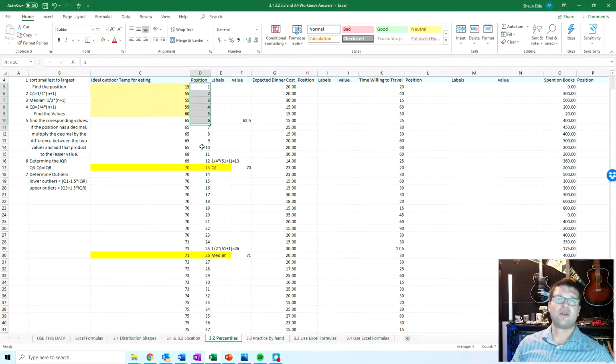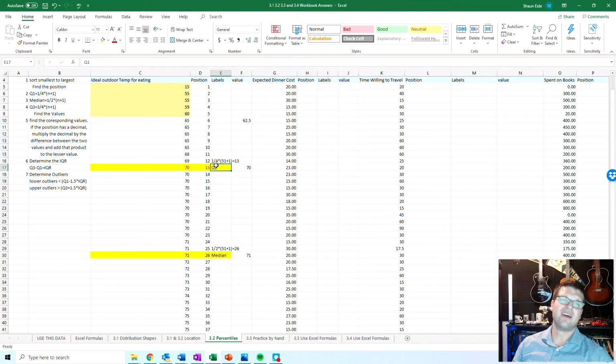So we go down to the 13th position, and what we're saying is that this position is the position that divides the first from the second quartile. So this is the dividing point. Anything above here is in the first quartile, anything below it is in the second quartile.